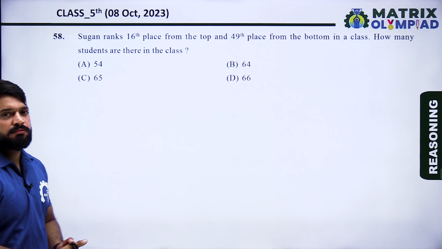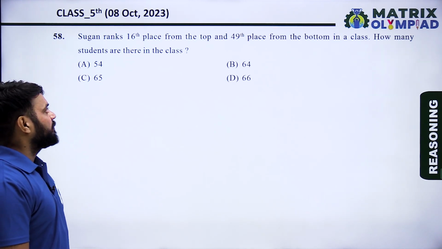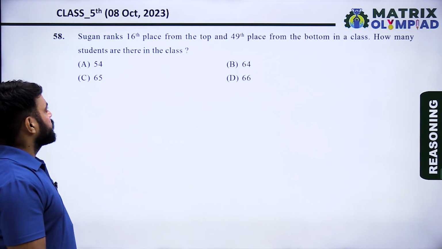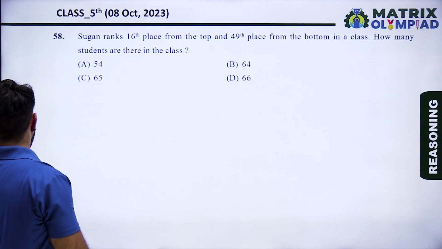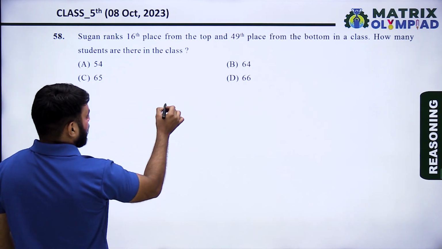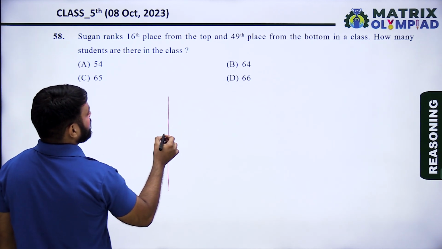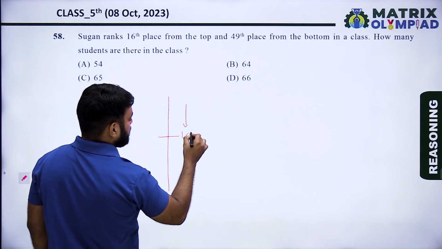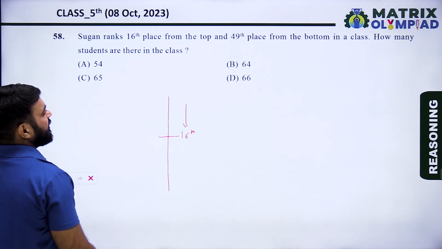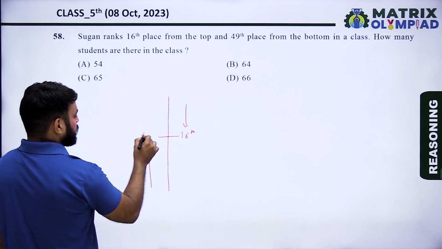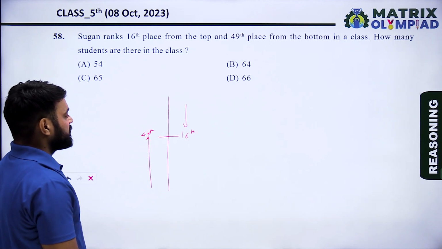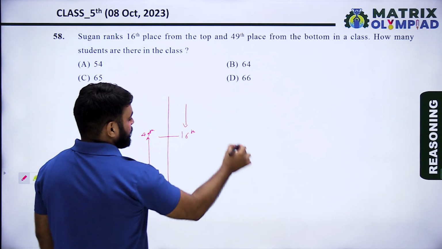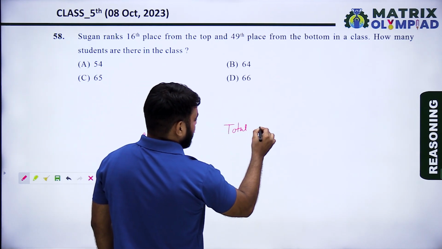Question number 58. Sugan ranks 16th place from the top and 49th place from the bottom in a class. How many students are there in the class? So according to the question, Sugan's rank in the class from the top is 16th and 49th from the bottom. So how many total students are there in the class? Find the total students in this class.